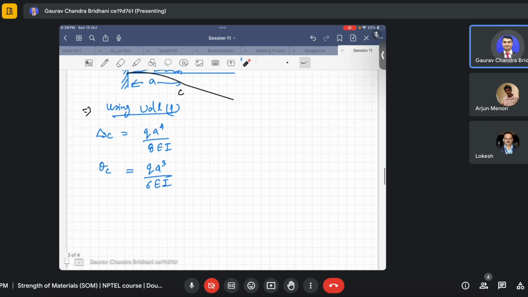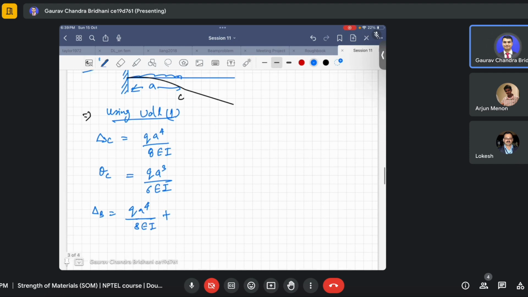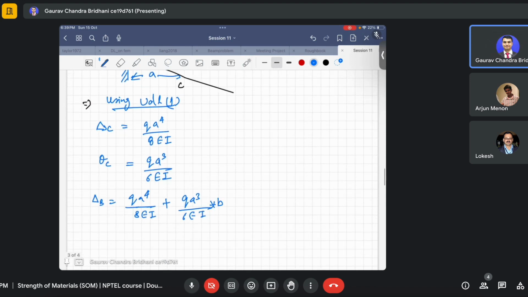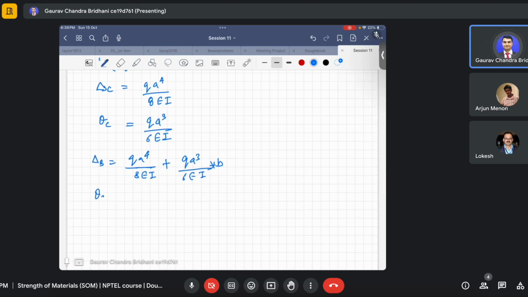So delta B will actually be QA power 4 upon 8EI plus the slope at this C point. We have found the slope QA cube upon 6EI, and this is multiplied with the distance, so obviously the distance is b. Okay, that is our delta B, and theta B is the same as theta C, that is QA cube upon 6EI. So that will remain the same.